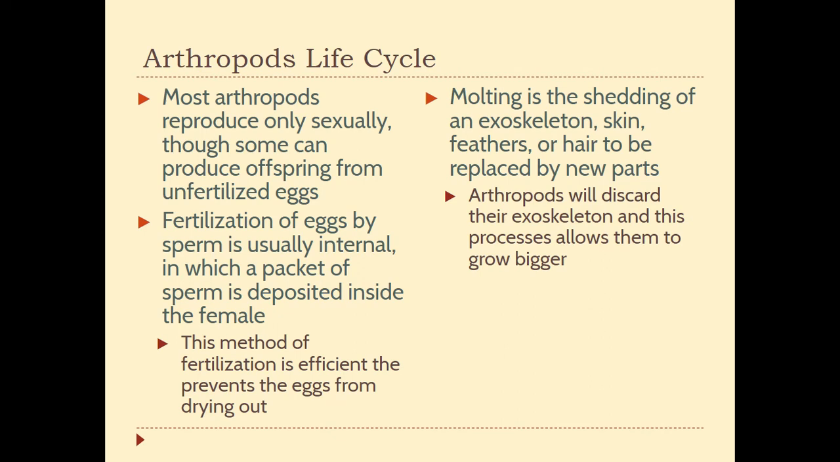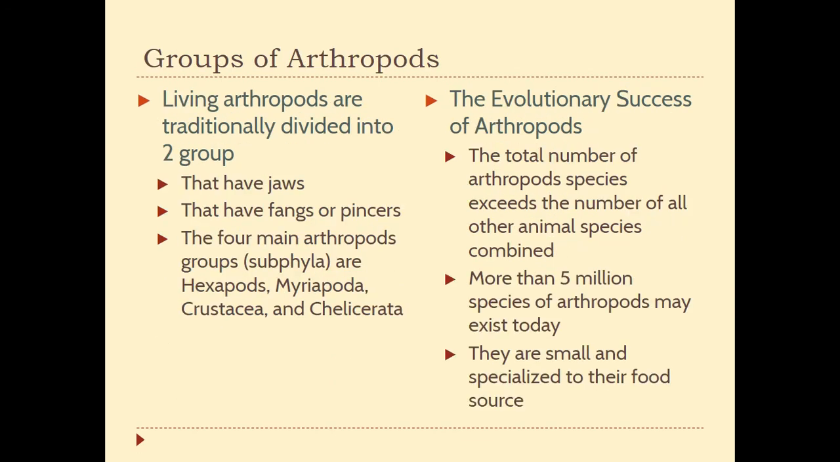Arthropods will discard their exoskeleton as they go through their stages of life, getting bigger and bigger and bigger. And so that is one thing that's important, that they do molt. Traditionally, they're divided up into two groups, those that have jaws, those that have fangs and piercers. So when we have four main groups of arthropods, we have subphyla of hexapod, myriapod, crustacea, and our chelicerates.